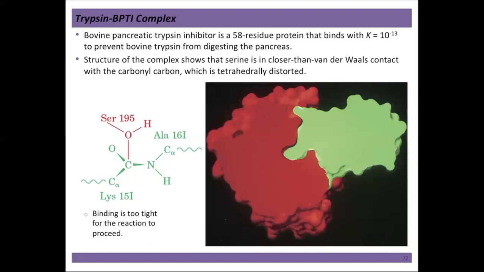And in fact, when you crystallize this, you can see that the serine is actually in coordination with that carbonyl there. But the binding of this is actually so tight that the reaction can't proceed. So essentially, this is like a transition state inhibitor, the green portion there. It essentially inhibits the processing of that serine and hydrolyzing that amide bond.